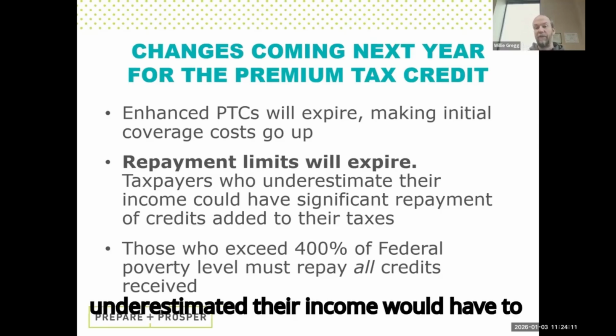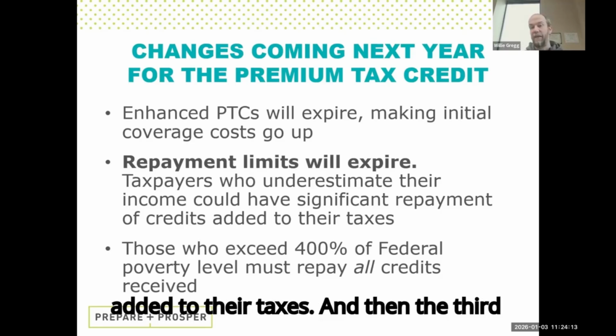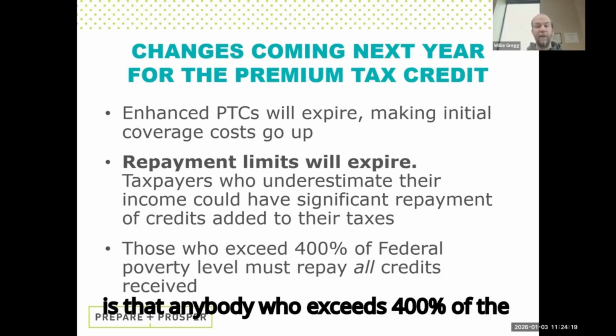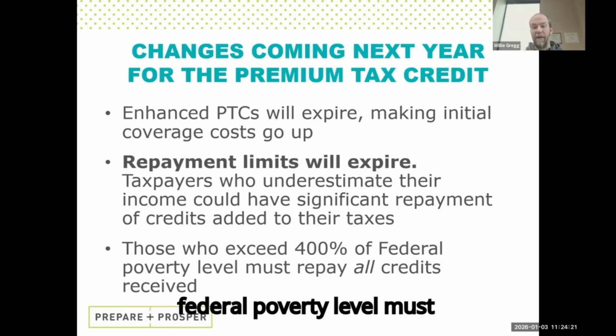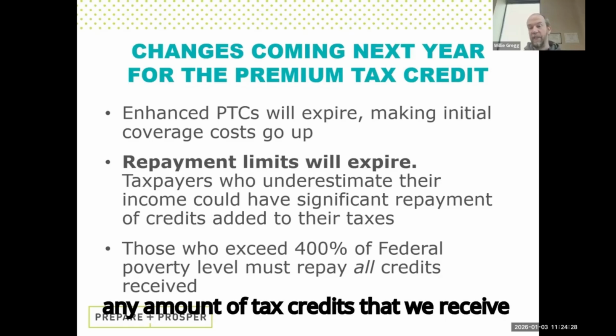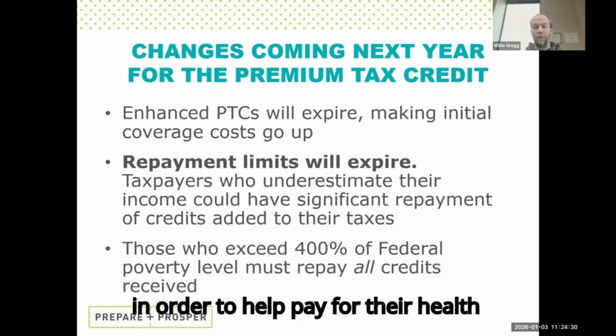A taxpayer who underestimated their income would have to make a significant repayment of credits added to their taxes. And then the third part that goes along with the repayment limits is that anybody who exceeds 400% of the federal poverty level must repay all credits they receive, any amount of tax credits that we receive in order to help pay for their health insurance.